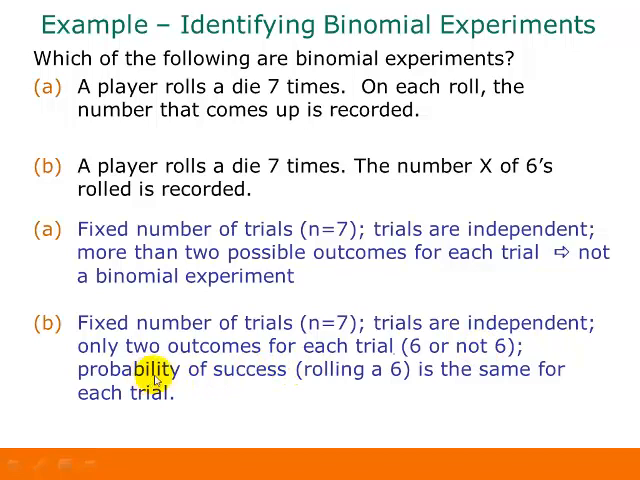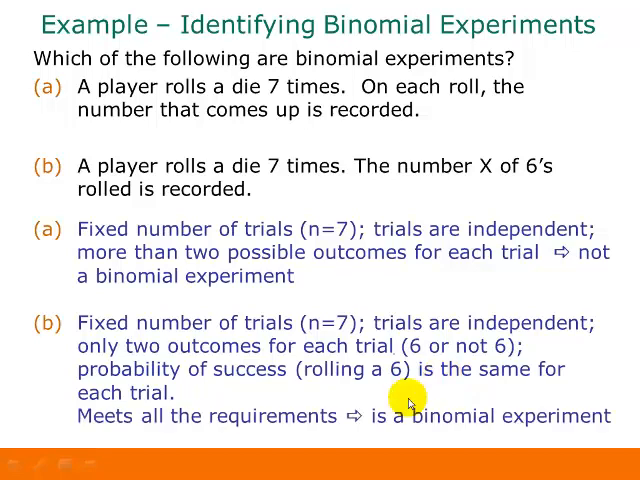And finally, the probability of success, if we define success as rolling a 6, is going to be the same for each trial. On each roll of the die, the probability of getting a 6 is going to be 1/6. So this one does meet all the requirements and is a binomial experiment.